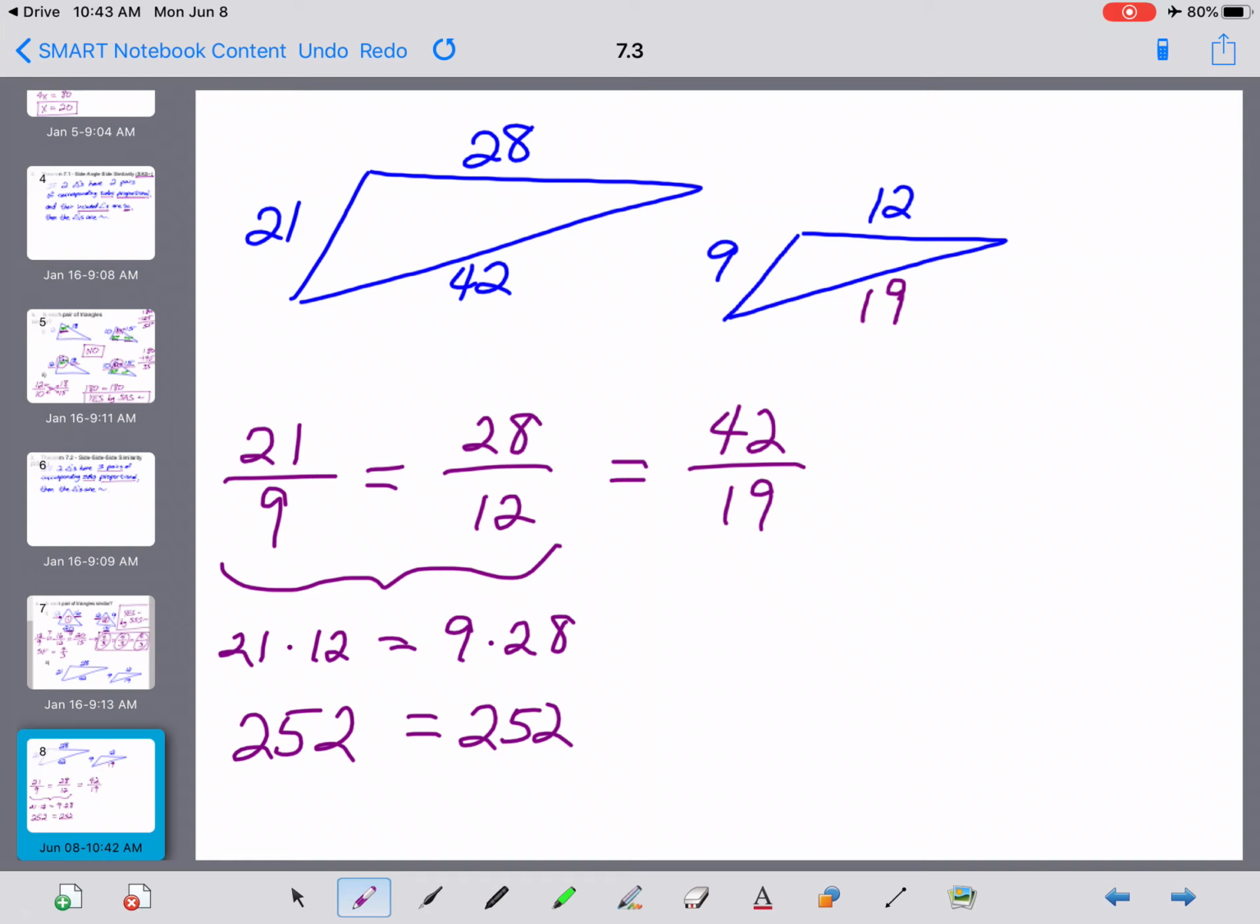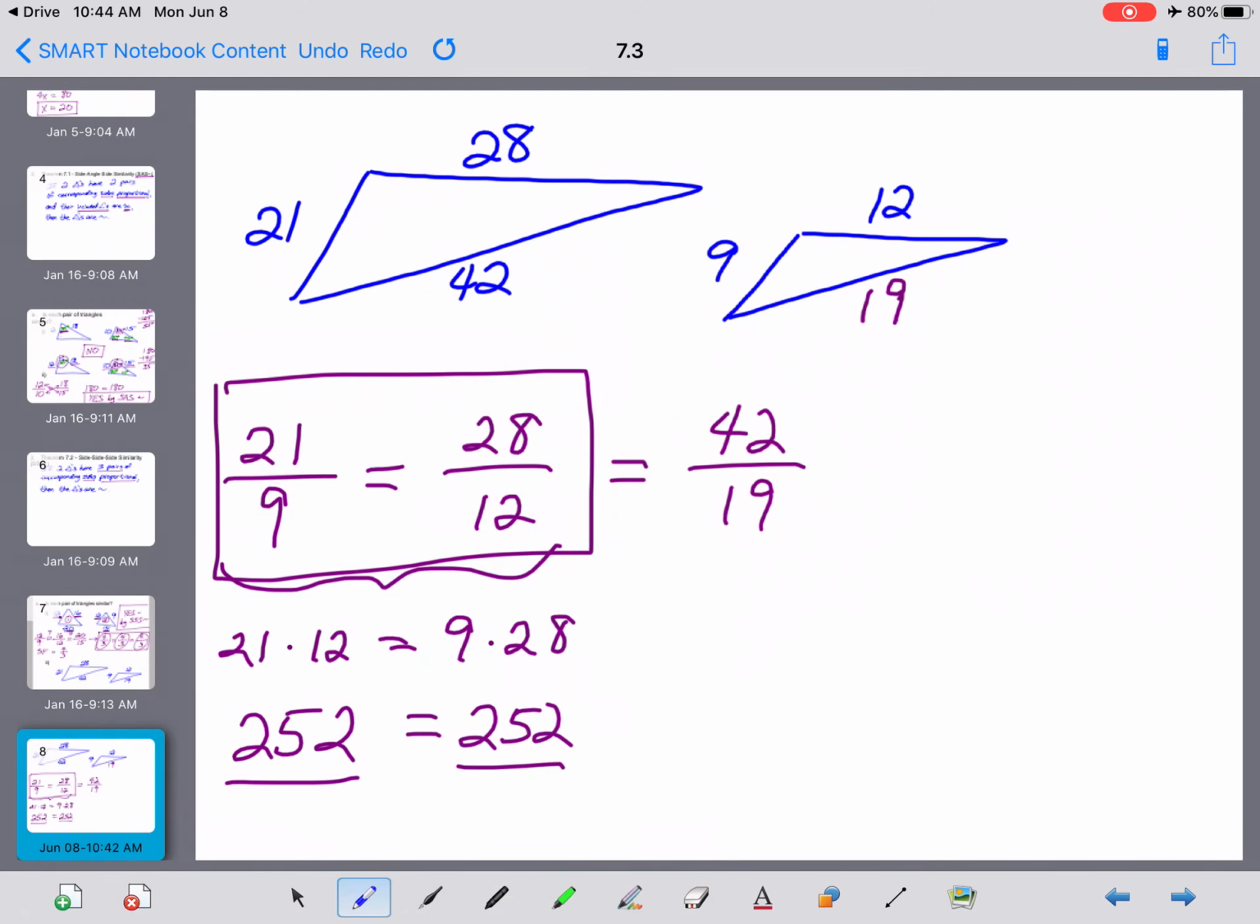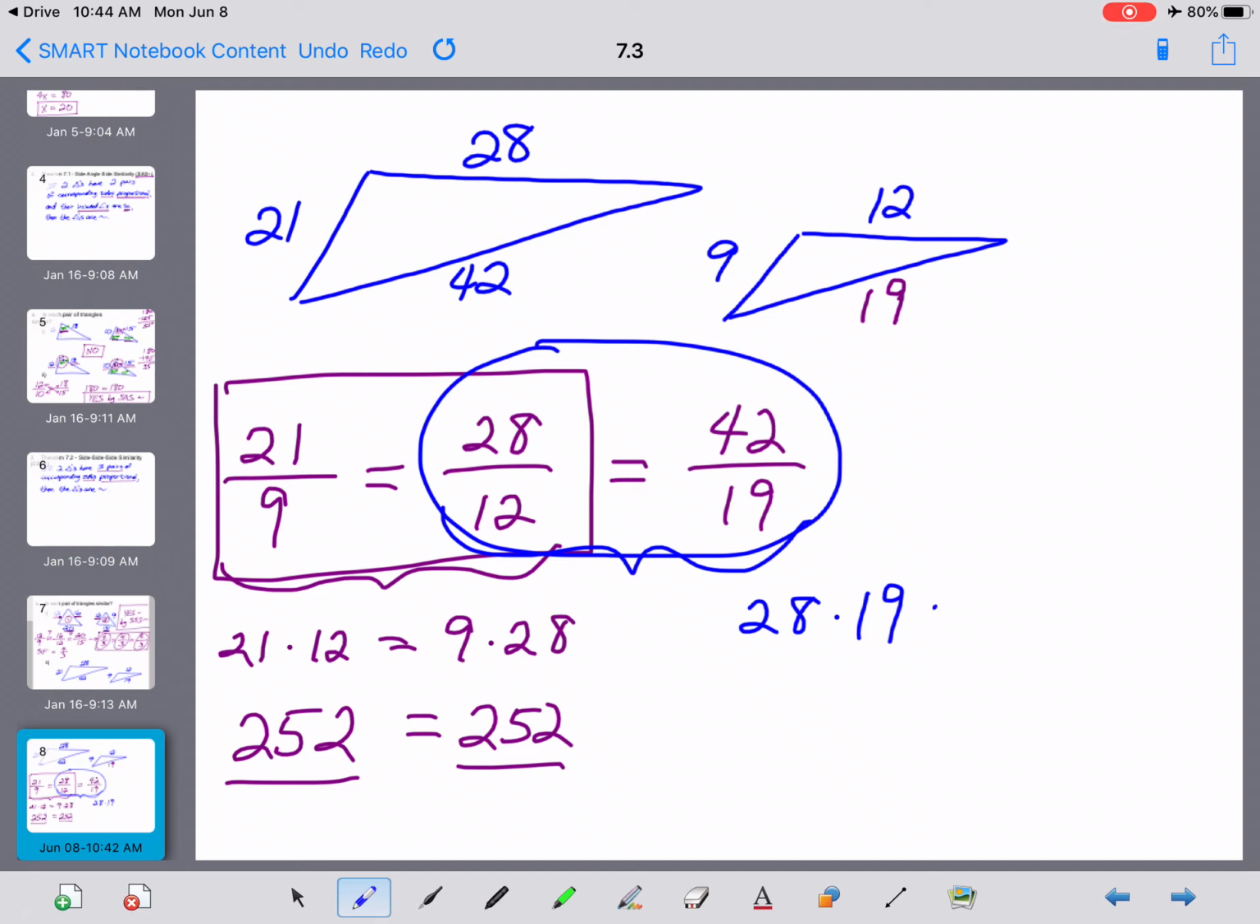Now what that tells me, because these two cross products are equal to each other, is that these two ratios are proportional. They are equal, and that means that we've got two pairs of corresponding sides here that are proportional. This is a good start, but in order for all of this to work out, it wouldn't need to work on just two of them. It would actually need to work on all of them. So I'm going to take a second in blue now and focus on this set of ratios. Here we would multiply the 28 by the 19, and we would want to make sure that that's equal to the product of 12 and 42. And let's see what happens now.